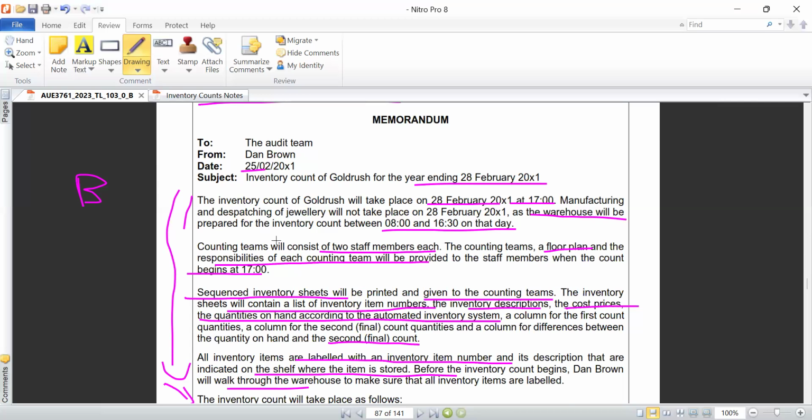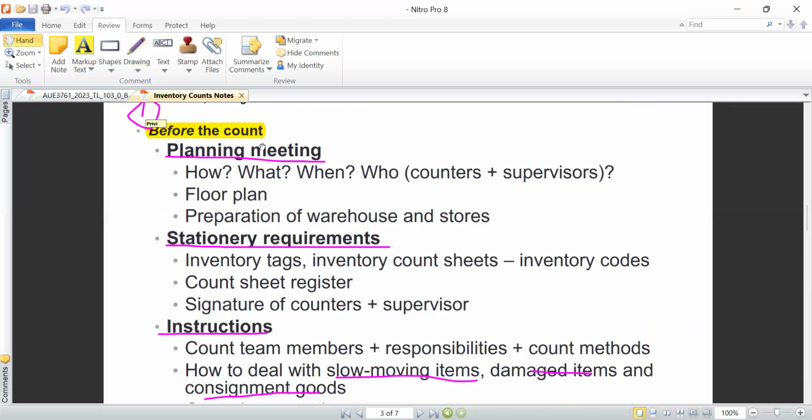Why? As the warehouse will be prepared for the inventory count between 8 to 4:30 on the day. There is a problem area here. Why? Because we are being told of procedures that are taking place before the counts. So the procedures that are being explained to us are as a result of probably what was discussed during the planning meeting.